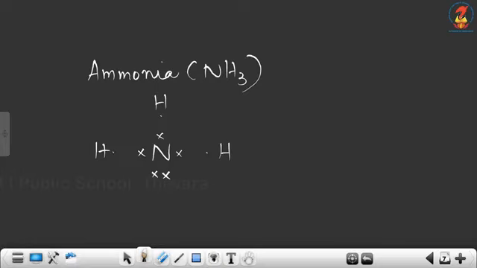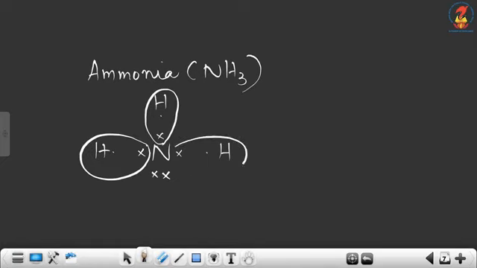Nitrogen has 5 electrons in the valence shell, 2-5 configuration. So 5 electrons are to be represented, so I represent them with a cross. First make the hydrogen atoms stable by sharing one electron from the nitrogen. Now all the hydrogen atoms are stable with 2 electrons inside the circle. I hope it is clear to you.